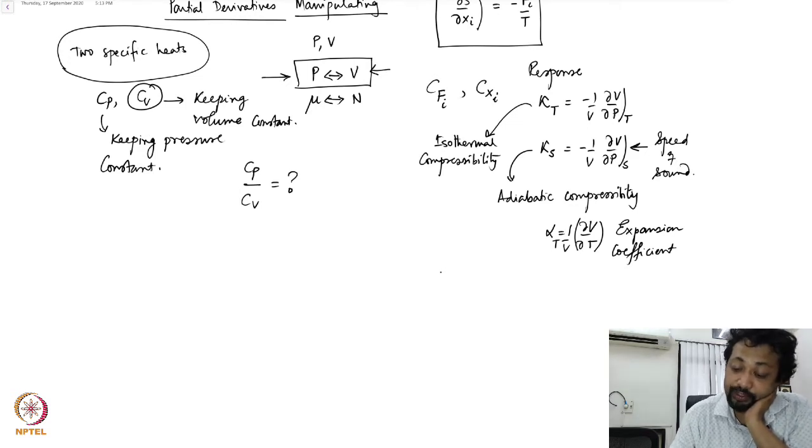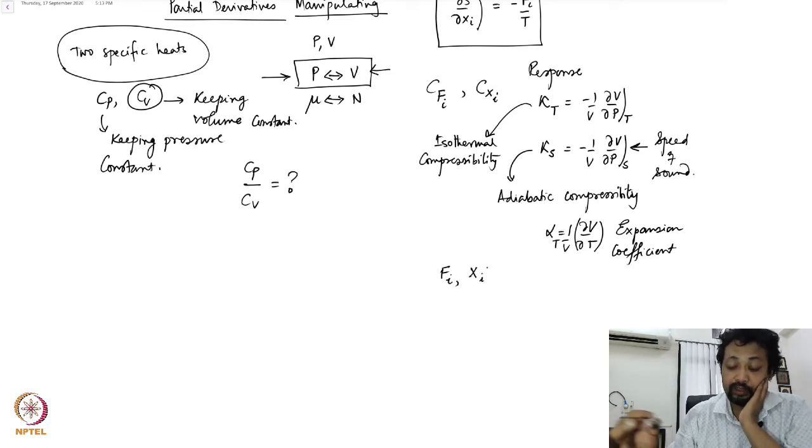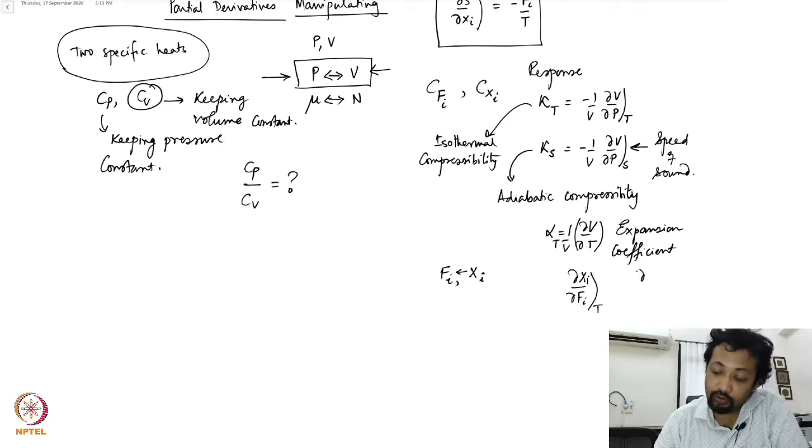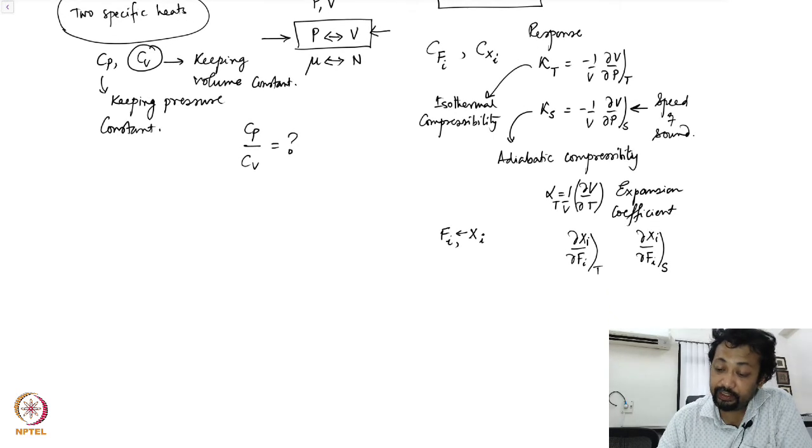For example, for any arbitrary thermodynamic system, if you have Fi as the generalized force and the conjugate generalized coordinate is Xi, then one can of course ask del Xi, del Fi, and this experiment one can do either keeping the temperature fixed for an isothermal process, or one can define it as del Xi, del Fi by keeping the entropy fixed, right?